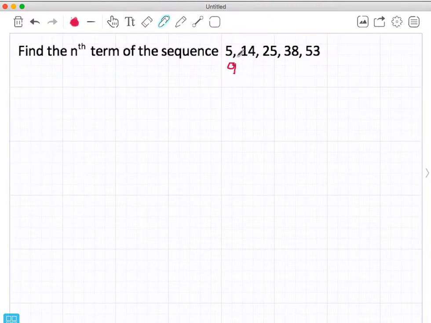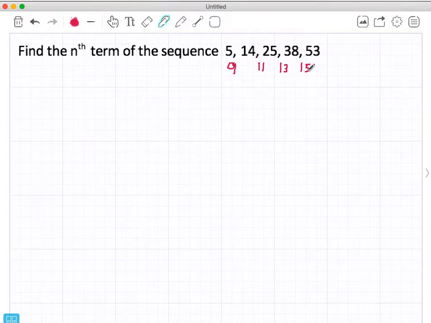So the difference between 5 and 14 is 9, 14 and 25 is 11, 25 and 38 is 13, and 38 to 53 is 15. So these differences are not the same, and if they're not the same, I know it's not a linear sequence. I'll explain what a linear sequence is in a minute, because you'll see later.